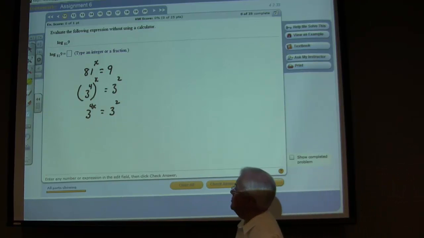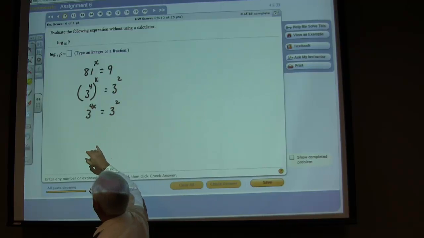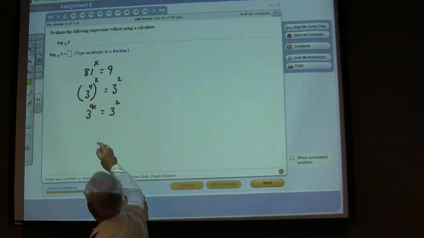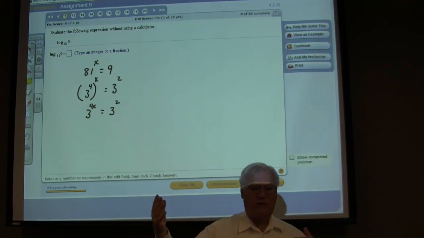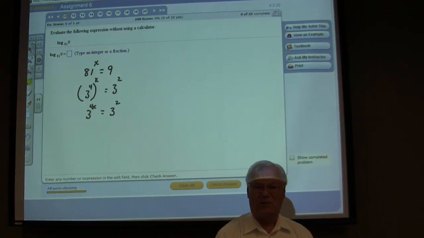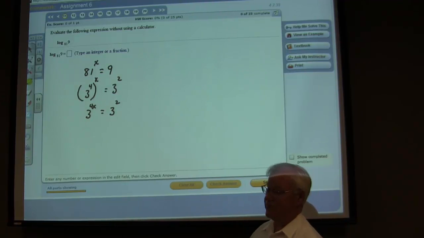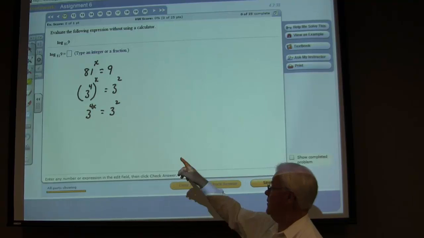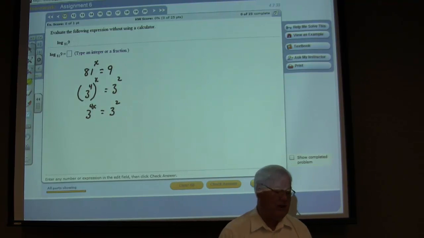Now, if those things are going to be equal, then the exponents must be the same exponent. You can't raise a number to 2 different powers and have them stay equal. So if those are equal, and 3 is the base on both sides, then those exponents must be the same exponent. So 4x and 2 must be equal.